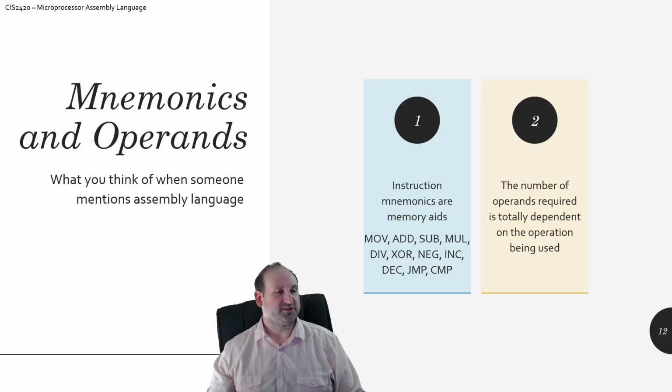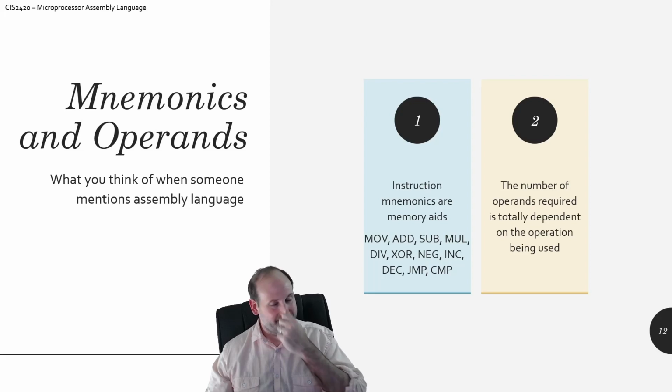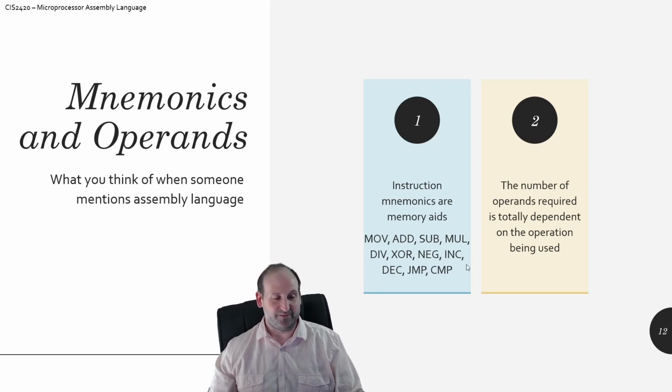Okay, so here are the operations themselves: move, add, sub, mul, div, xor, neg, inc, dec, jump, comp, compare, that sort of thing. And so they're memory aids. If they were just named A, B, C, D, E, F, G, that would be really difficult to memorize, right? So it's very helpful that they pretty much sound out and do exactly what you might think they do. Not everyone is exactly like that. There are a few that go off the boards and feel crazy, but at the end of the day, the ones that we use most of the time are perfectly fine.